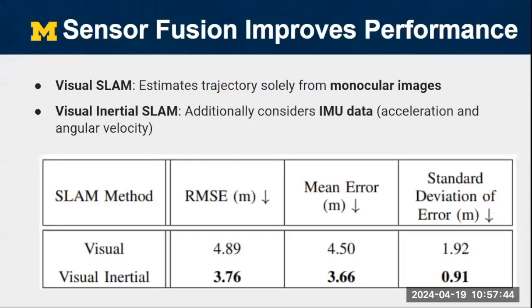Hi, I'm Tiffany, and I'll be discussing our results. In our first experiment, we evaluated SLAM performance with and without sensor fusion. Visual SLAM estimated the trajectory solely from the monocular images, while Visual Inertial SLAM additionally considered IMU data. We evaluated both methods on 3 metrics assessing the full transformation error, which considers both the translation and rotation of the estimated trajectory. Across all metrics, Visual Inertial SLAM had significantly better performance compared to Visual SLAM.